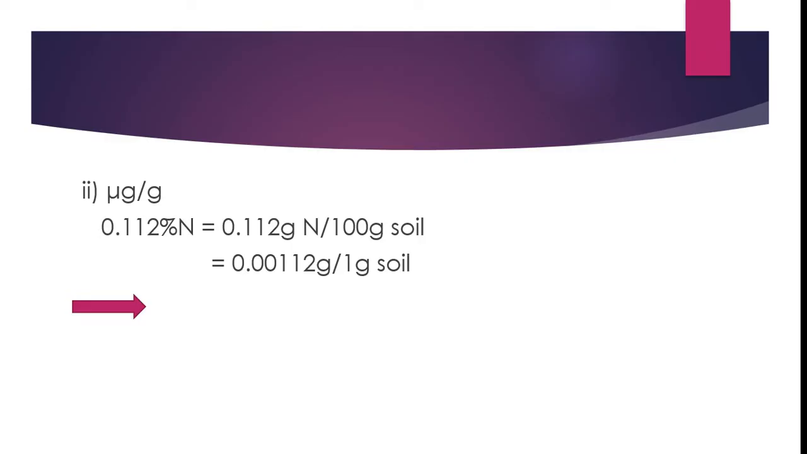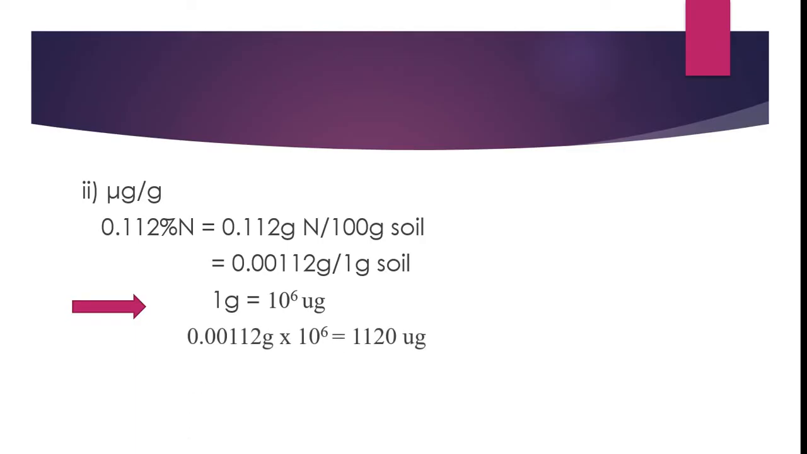You should understand that every 1 gram of any quantity contains a million micrograms. So 1 gram of anything has 10 to the power 6 micrograms. You can see that a microgram is a much smaller unit than a gram. So if 1 gram contains 10 to the power 6, that's a million micrograms, then 0.00112 grams will contain what? You just multiply 0.00112 grams by 10 to the power 6.